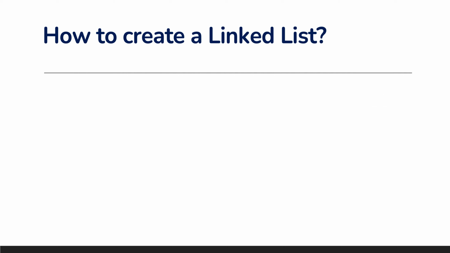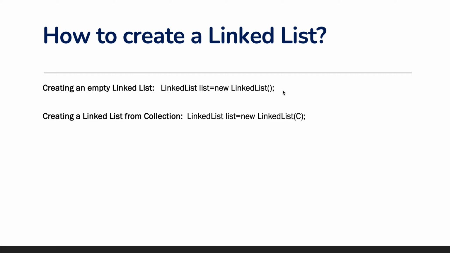Now next is how to create a LinkedList. There are a couple of constructors provided by the LinkedList, similar to the ArrayList. The first constructor is like this: we can create an empty LinkedList, something like LinkedList list = new LinkedList. Another constructor creates the LinkedList from a collection. Let's say we already have a collection and we want to create the LinkedList from it, so that while creating the instance of the LinkedList, the values will also be initialized, because we are providing the collection.